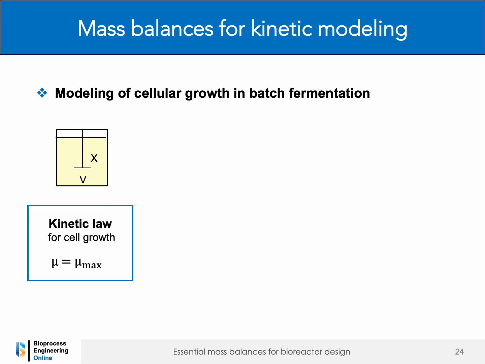Let us consider, as an example, the modeling of cellular growth in a batch bioreactor. Under non-limiting substrate conditions, cells grow at a constant maximal specific growth rate, denoted by mu max. For cellular biomass, the instantaneous mass balance is written as Rx equals dmx/dt, or in volumetric form, Rx''' equals dx/dt. And by introducing the specific growth rate, mu x equals dx/dt.